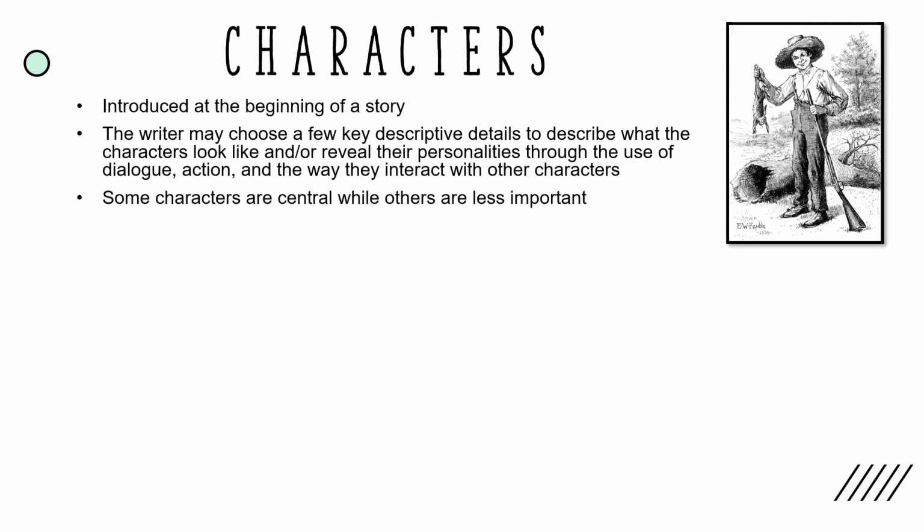Some characters are central to the story, while others may be less important. If one character seems to be the good guy in a story, we call that character the protagonist. Similarly, we call the bad guy, or the character that the protagonist has to work against, the antagonist. You can also categorize characters by type. Characters can either be round or flat, and dynamic or static.